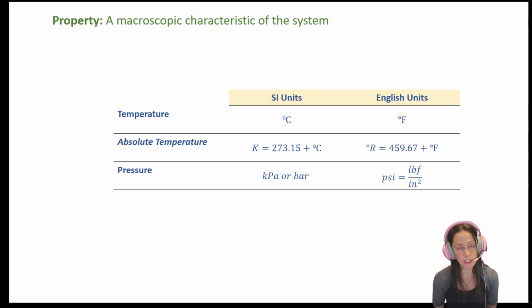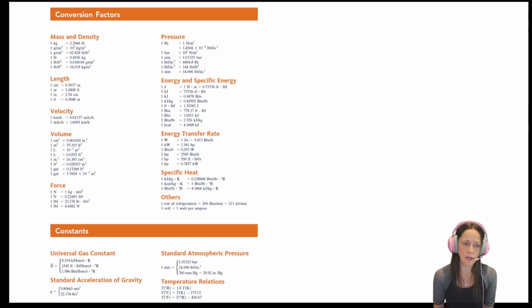And then for pressure in SI units, we'll use kilopascals or bar. And in English units, we'll use PSI, which is pound force per inch squared. And remember that there is a difference between pound mass and pound force, so just be aware of that. In this class, I will put an F or an M depending on whether I'm talking about pound force or pound mass. And then for volume in SI units, meters cubed. In English units, that might be feet cubed.